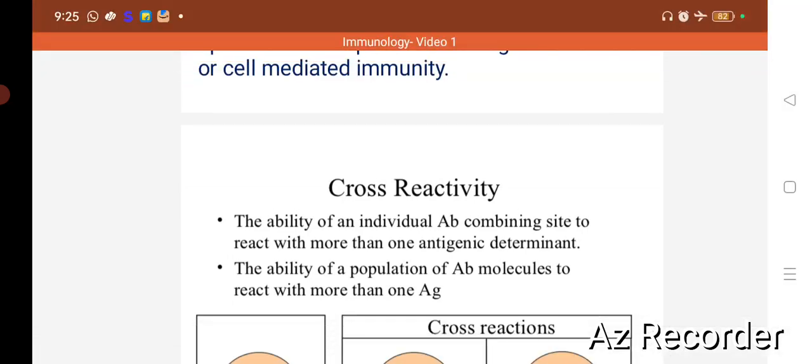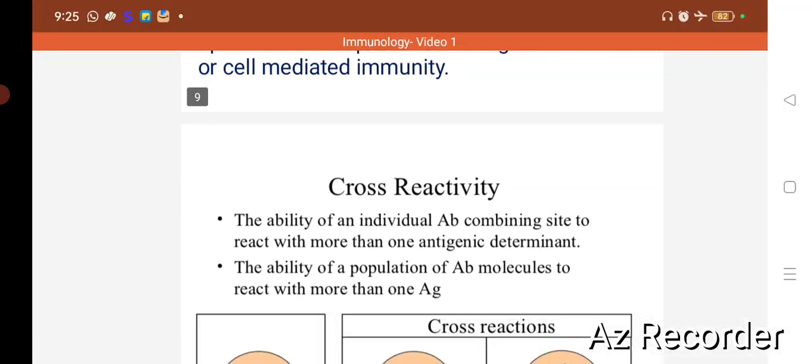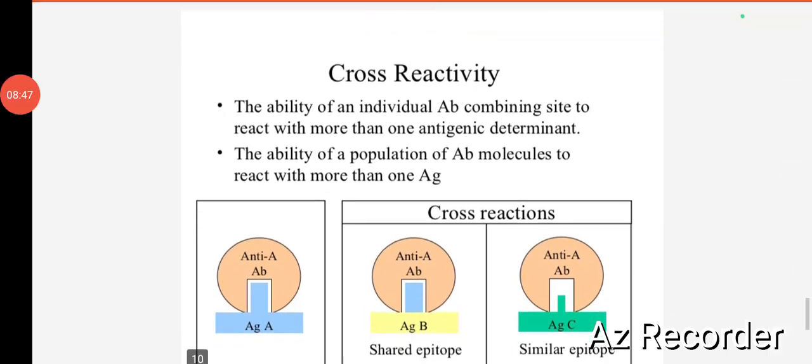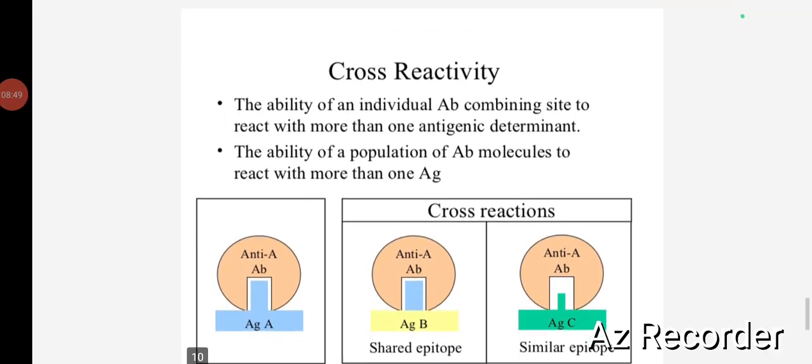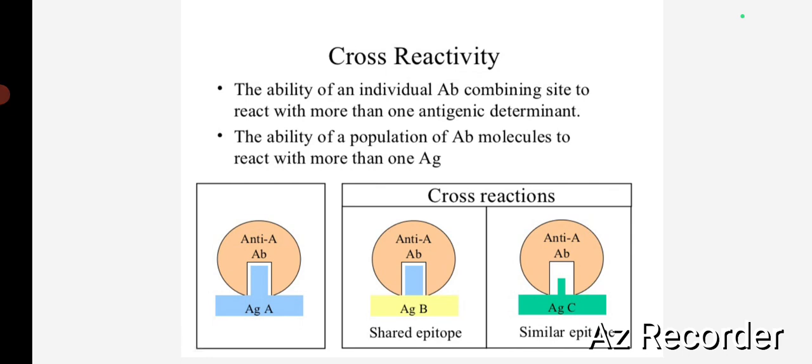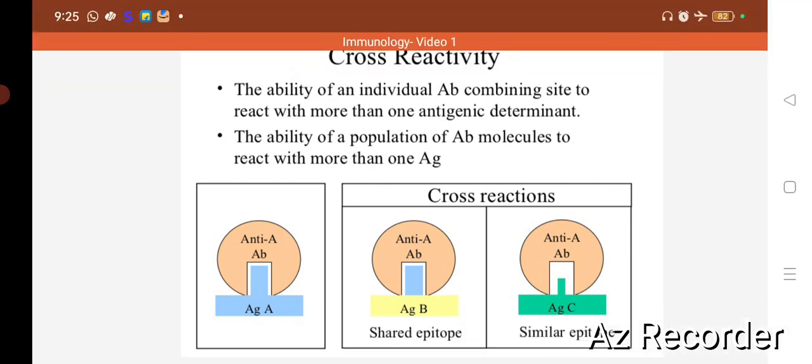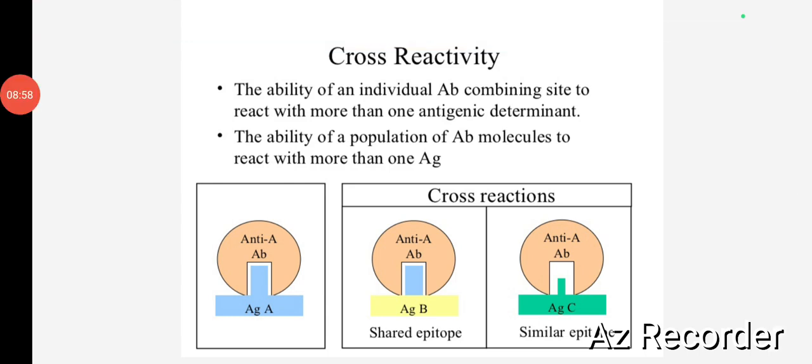Next one is cross reactivity. Cross reactivity means a single antibody molecule capable of binding different epitopes. For example, a single antibody which binds to different types of antigen; that is called cross reaction.